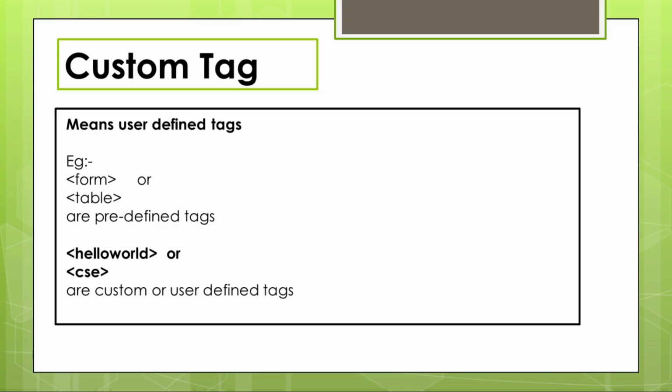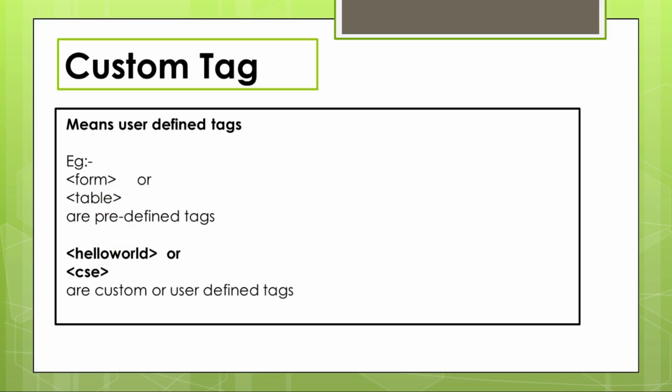For example, consider the tag form. In order to create an HTML form, we can include input fields like text boxes and checkboxes, and to create an HTML form, we use a tag called form. The definition of form is already predefined. That's why it is called a predefined tag. In the same way, if you want to create a table, we use a table tag.